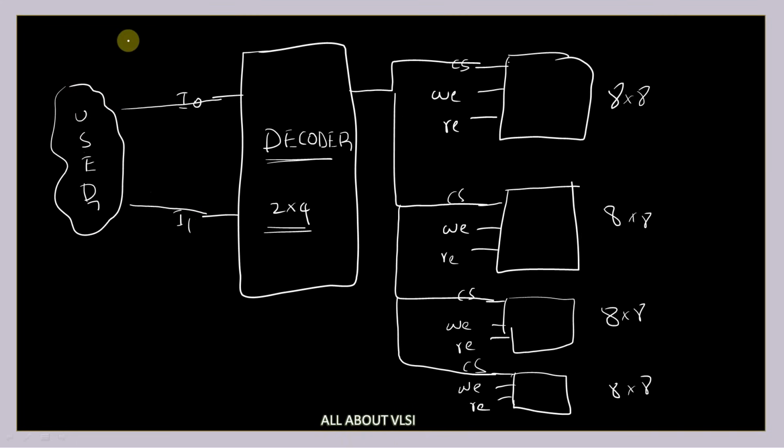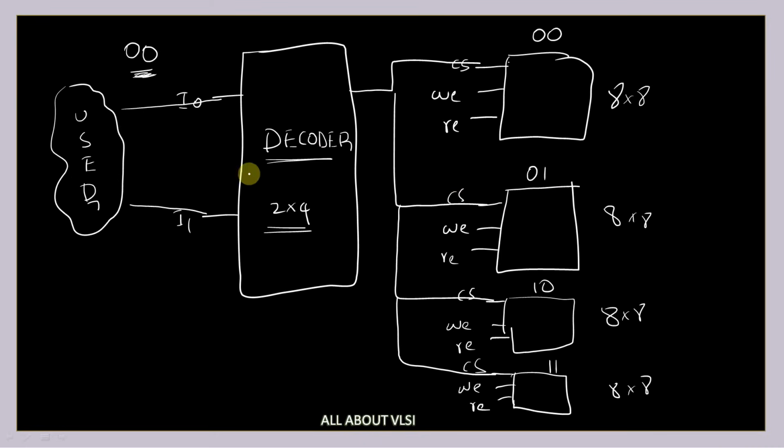Let's say the user provides the 2-bit address as 00, and the RAM blocks are 00, 01, 10 and 11. If the user provides the address 00, the decoder will select the first block and the user will communicate with this first block. If the user provides address 01, the decoder activates the CS pin of the second block and the user communicates with the second block of RAM.